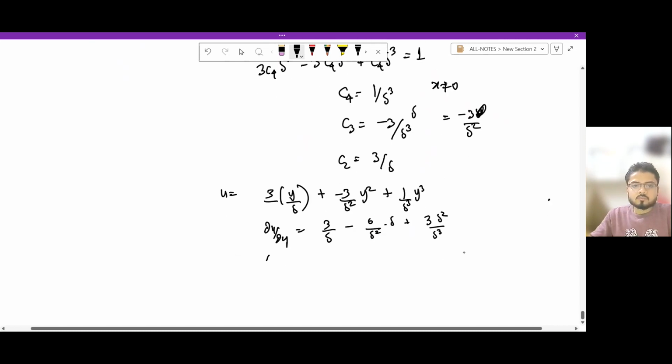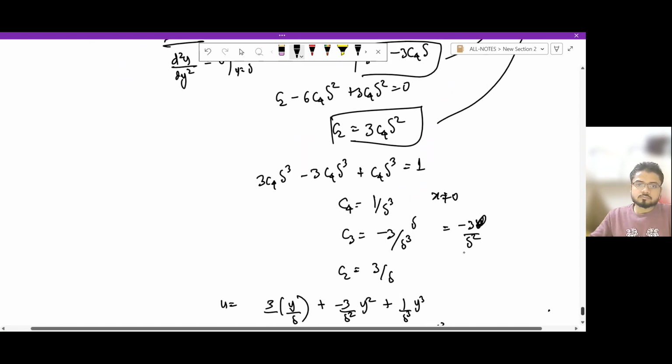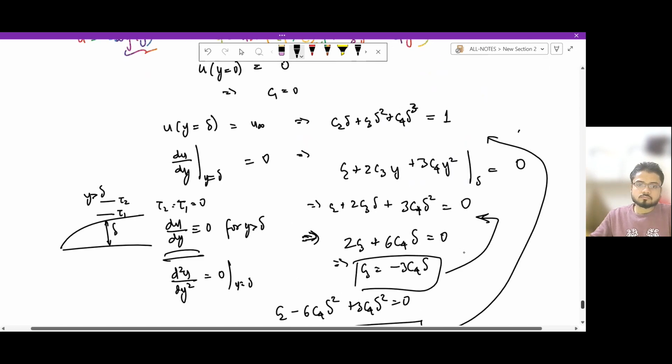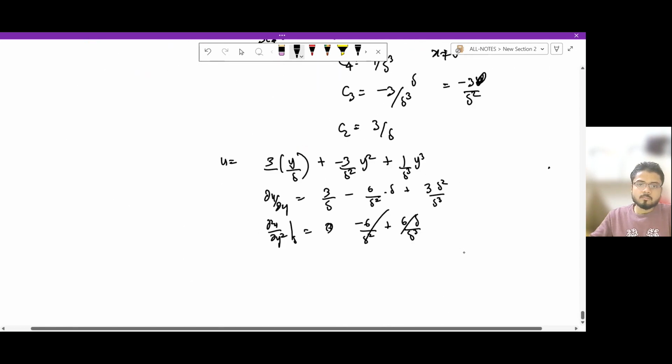Yes, this works. And del 2u over del y squared at delta would be equal to 3 by delta is gone now. And this is minus 6 over delta squared plus this is 3y squared plus 6y squared by delta over delta cube. So this is also 0. Yes. Okay, so anyway, this profile works.